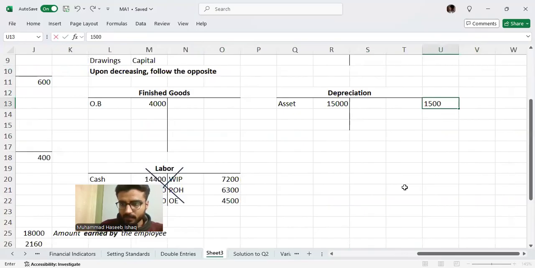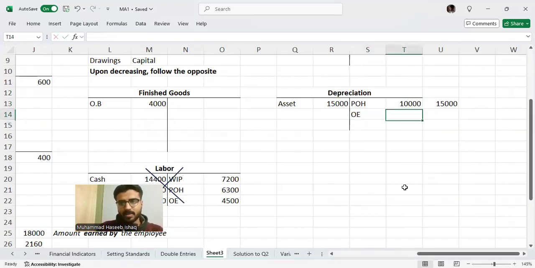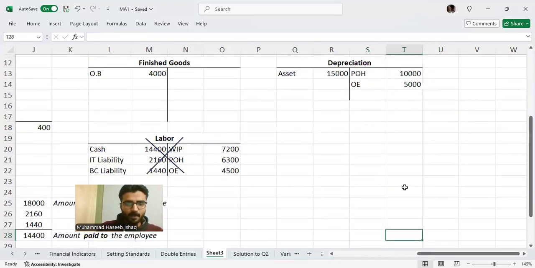So 15,000, we are going to write it through two lines: production overhead, because some portion of the depreciation that was recognized was transferred to the production overhead, and that was 10,000, and the other portion was transferred to the operating expense account, which was 5,000. So we have credited the depreciation account by a total of 15,000.